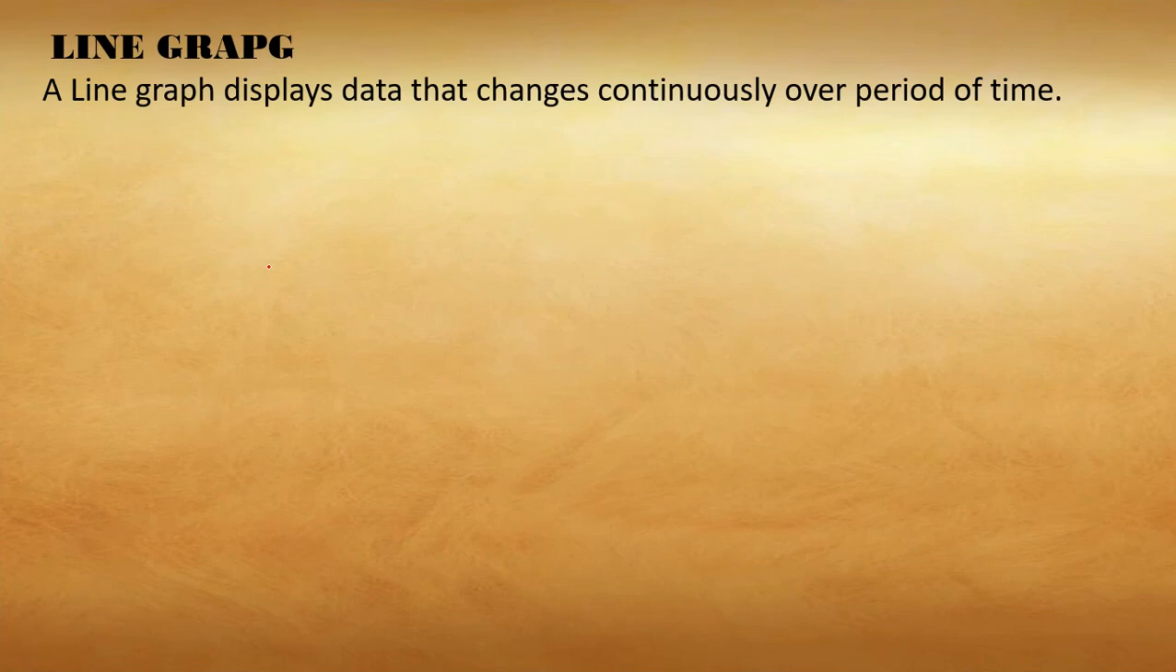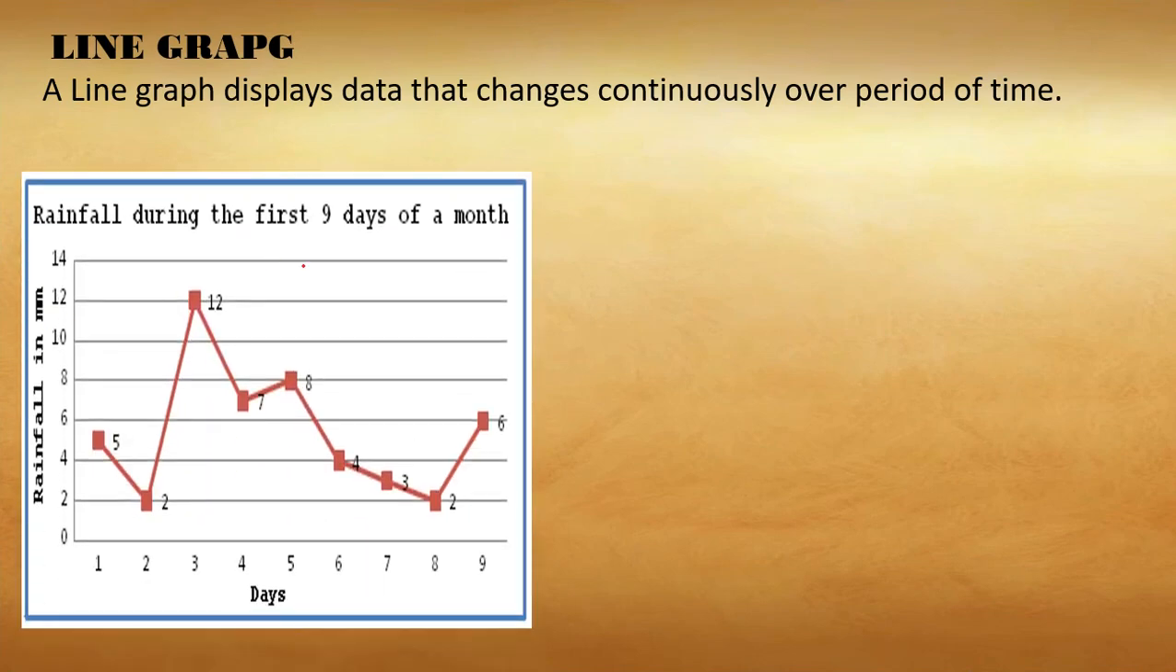So let us understand the concept of the line graph. A line graph displays data that changes continuously over a period of time. For example, here is the rainfall during the first 9 days of a month. Maybe on the first day the rainfall is 5 millimeter. On the second day the rainfall is 2 millimeter. So this is the downfall from 5 to 2. Then on the third day the rainfall is high, it is 12 millimeter. Similarly on the fourth day it is 7 millimeter.